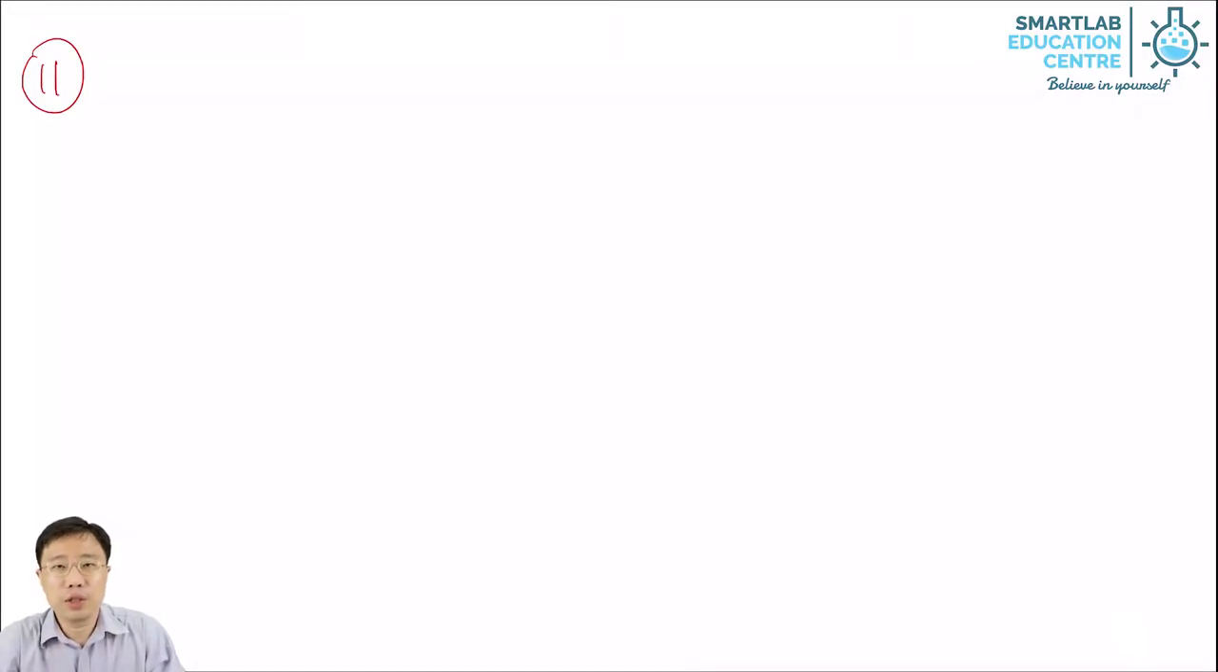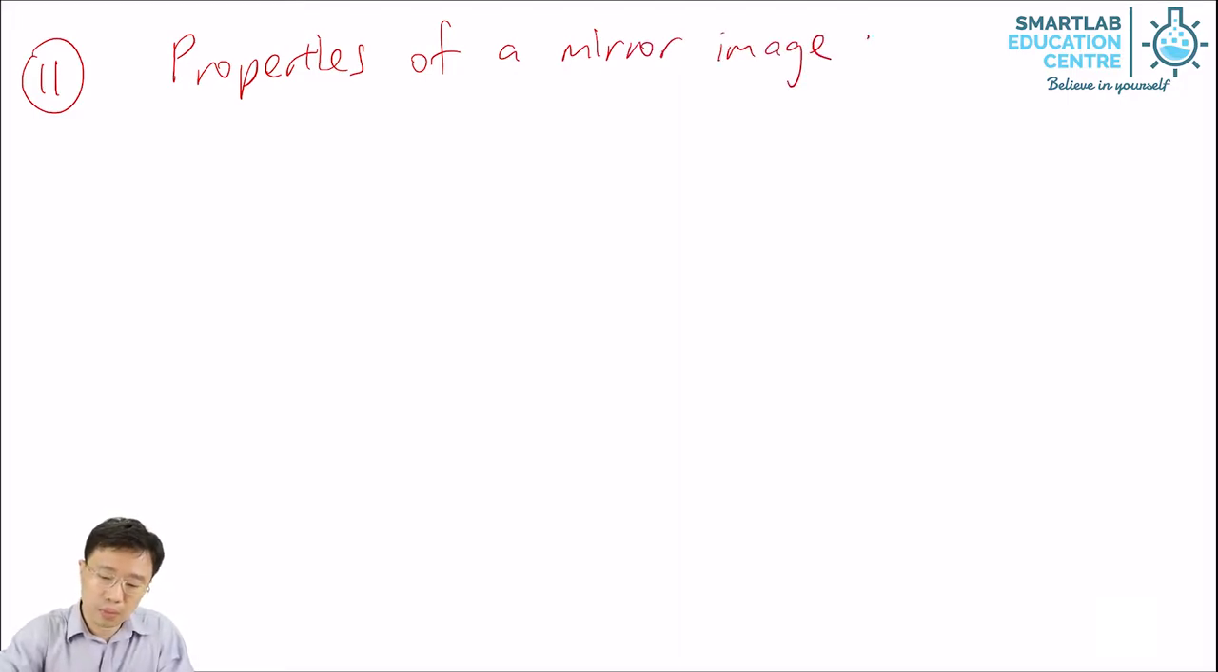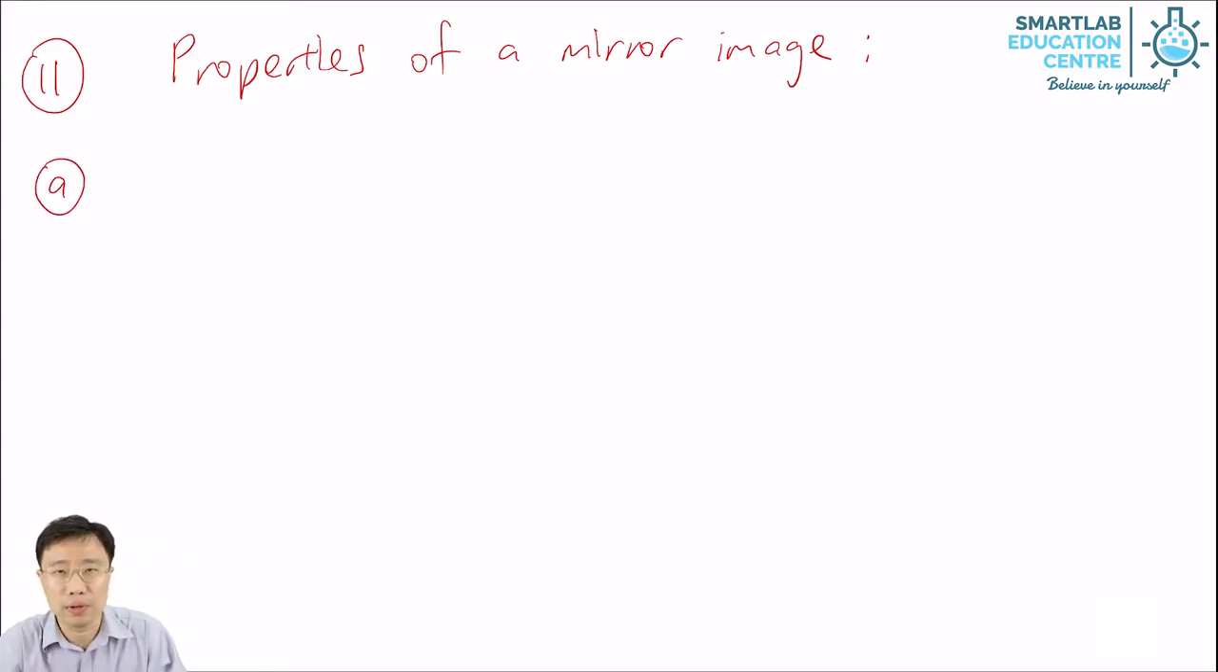Now, our focus is on regular reflection. As I said, regular reflection results in a mirror image. So, what are the properties of a mirror image? There are five properties that you need to know of.